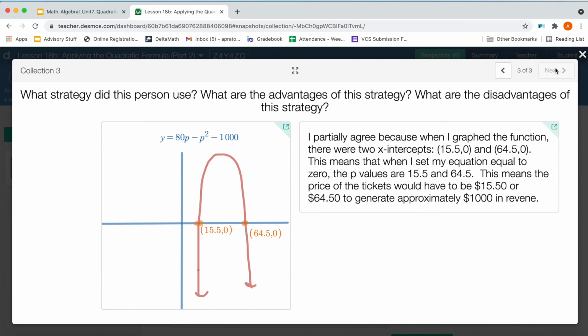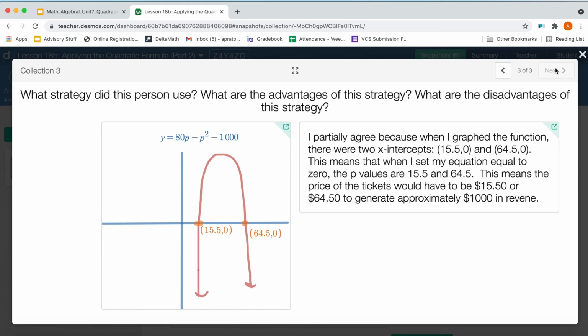Another strategy that you could feature is completing the square. If anyone did that, I think for this one that would be quite tricky, but you might have a student who used that strategy, or you might just talk about it. What's another strategy we've learned already to solve quadratic equations? When would that one make the most sense to use? When would completing the square make the most sense to use?